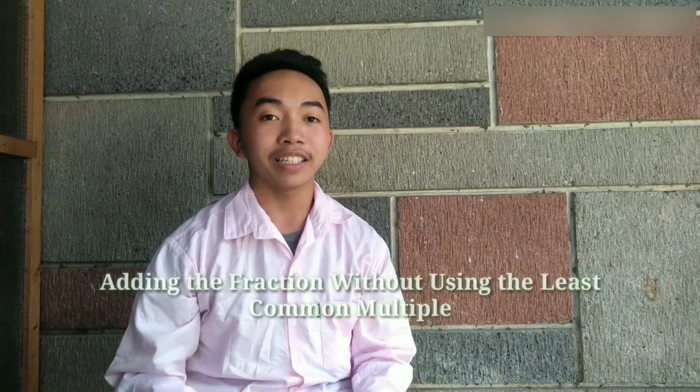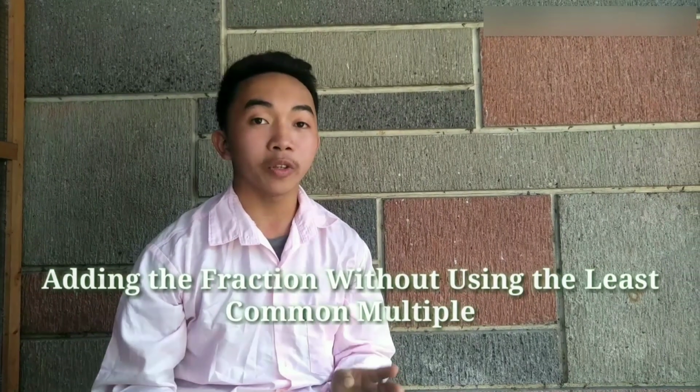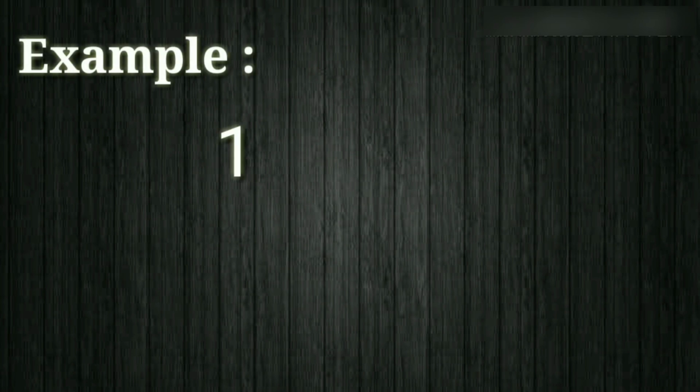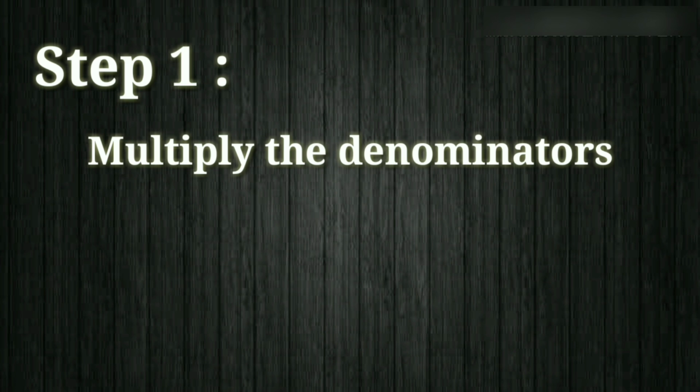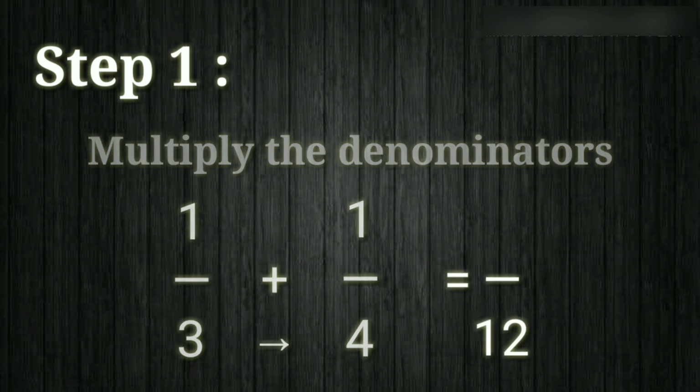Hello guys, I am here to discuss the techniques on how to solve fractions efficiently. So the first technique is adding fractions without using the least common multiple. For example, 1/3 plus 1/4. Step 1. Multiply the denominators in order to calculate the common denominator. So 3 times 4 is equal to 12.